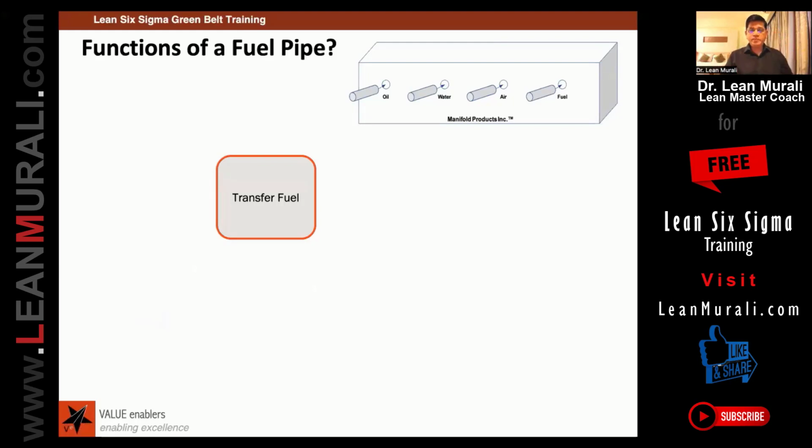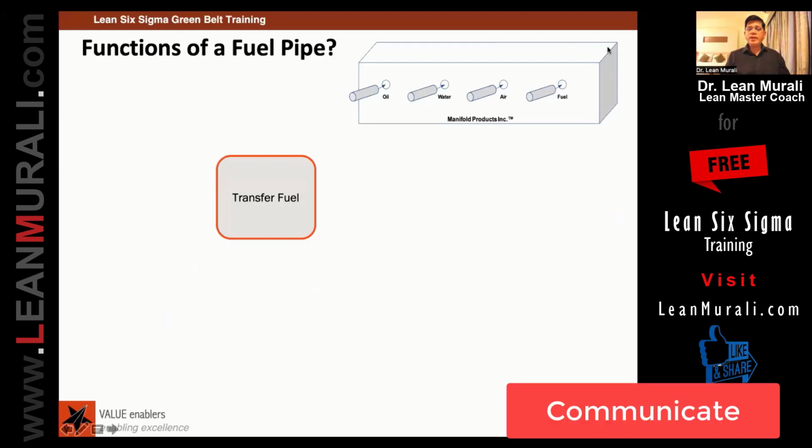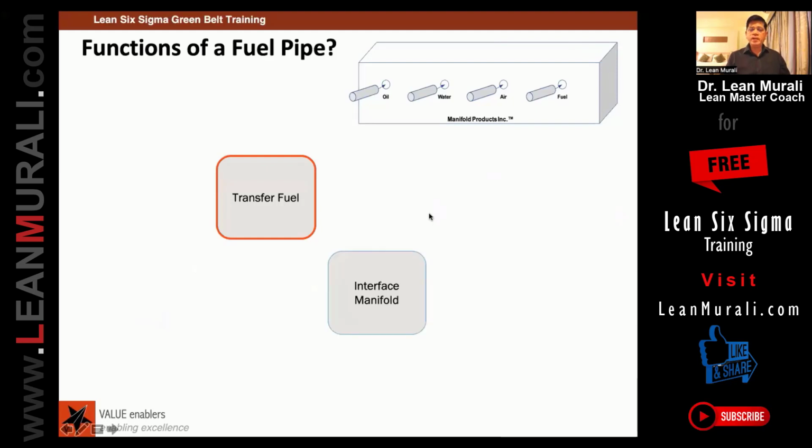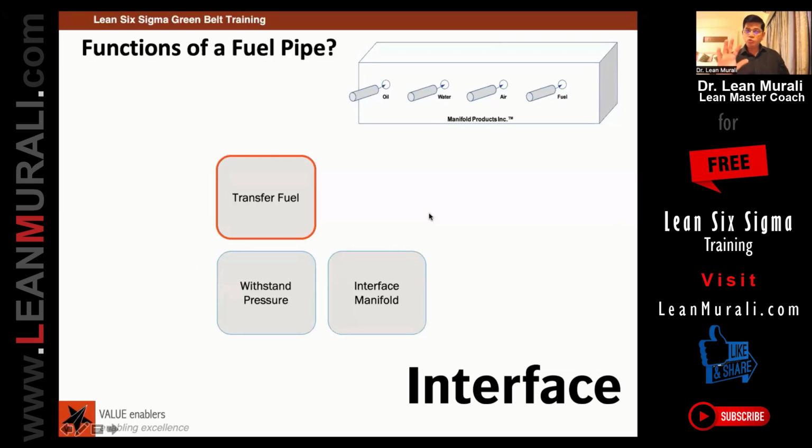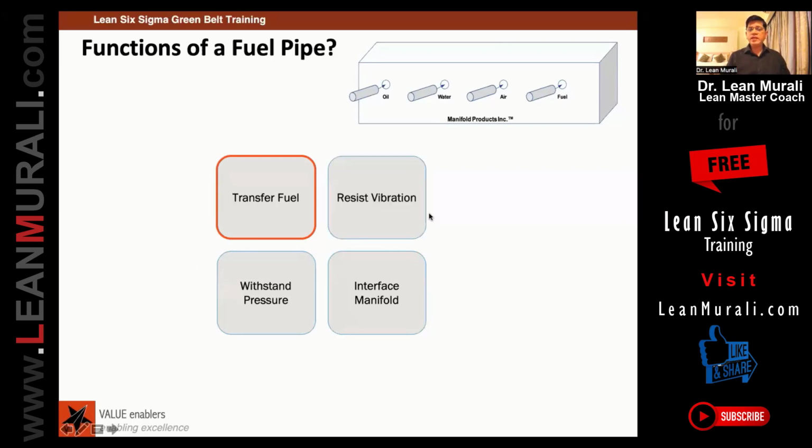This manifold example of a bill of function is something that I wanted to communicate to you. Now coming back to the manifold, this fuel pump interfaces with the mold. It has to withstand pressure, resist vibration. Can you see the verb in the beginning? Interface, withstand, resist, transfer. The verb-noun format is very important. Transfer fuel is a verb and a noun.